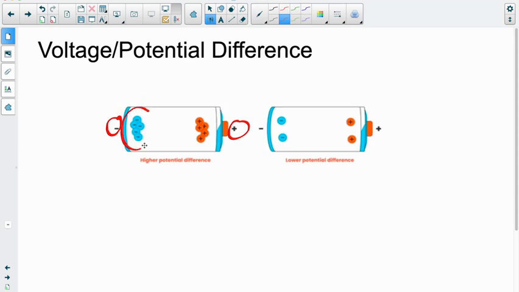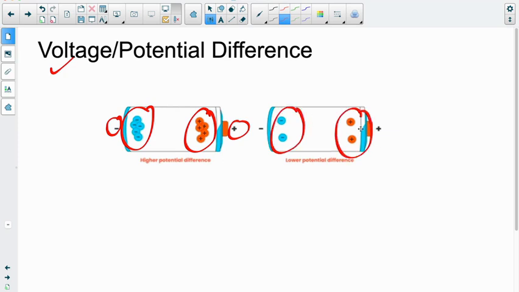The negative terminal basically means that there's a larger concentration of negative charges on that side and a larger concentration of positive charges on the other. When you have this charge separation, you have what's called potential difference in physics, and that is also known as voltage.